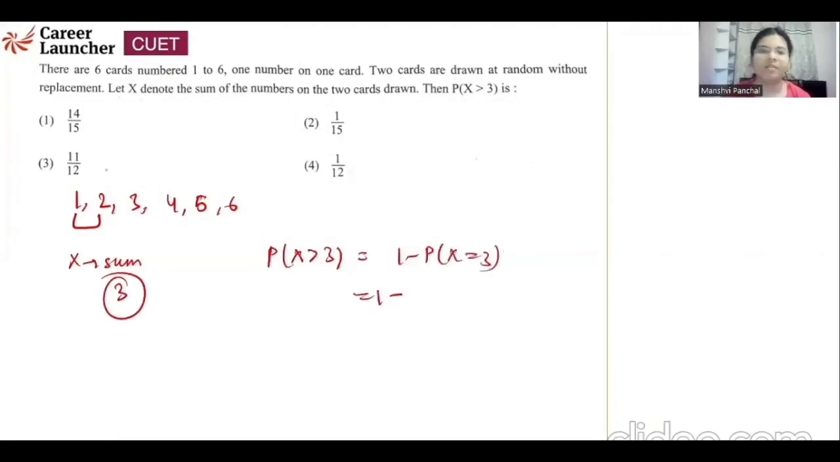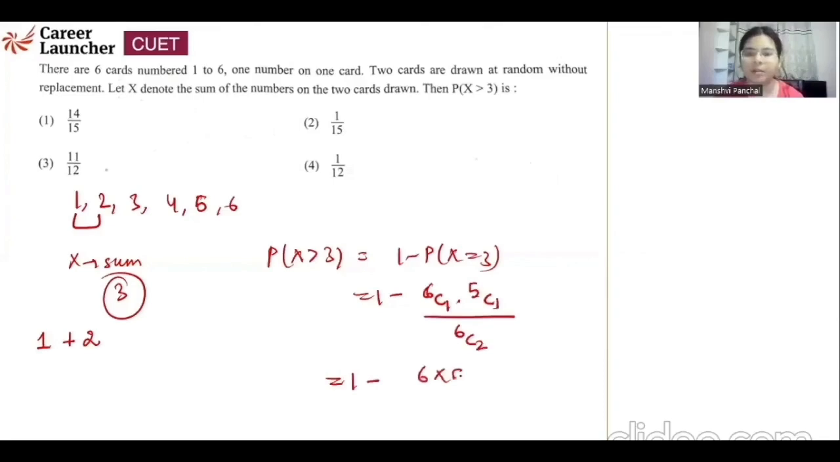So 1 minus, when will the sum be 3? The sum will be 3 when, if first we find 1 and then 2. So when you found 1, it will be 6C1, into, then you found 2. So it is without replacement, so there are 5 cards left. 5C1 upon the total number of ways 6C2. So this will become 1 minus 6 into 5 upon 6 into 5 into 2, right? So it means that P(x) is greater than 3.